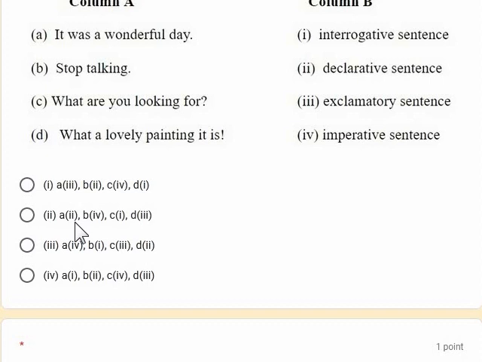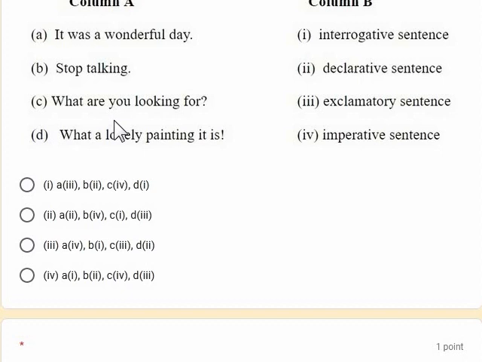Let's see next. Stop talking. Here again, there is a full stop. And we know that an imperative sentence always talks about a command, request or suggestion. So here, with stop talking, I'm commanding you to stop talking. So it is an imperative sentence. So B would be imperative, that is 4. So let's see. Okay. Option number 2, A2, B4. Very good.